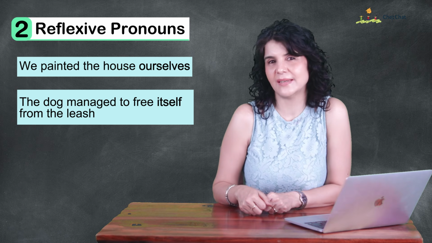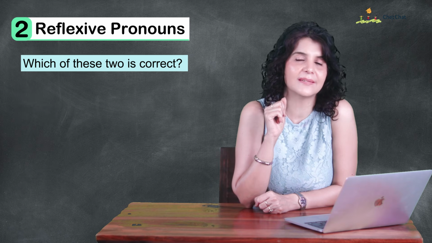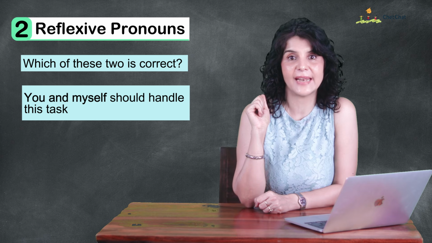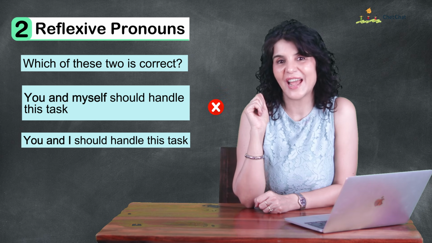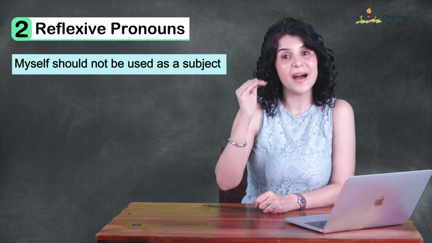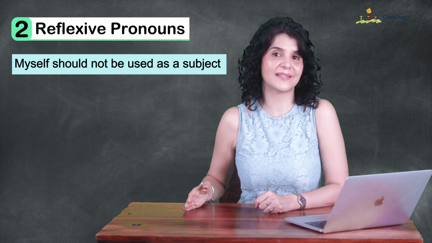Now for a common mistake. Which of these two sentences is correct? You and myself should handle this task. You and I should handle this task. Myself should never be used as a subject.